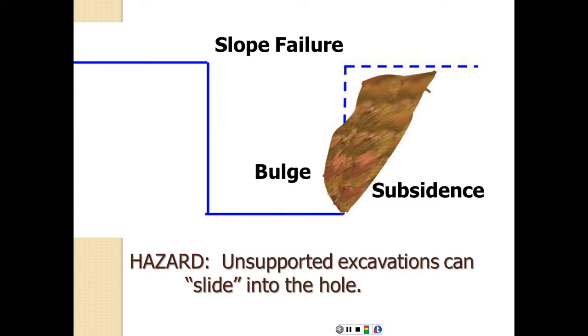So how do these cave-ins happen? Basically, the hazard is unsupported excavations can slide into the hole. There's going to be a lack of friction, so these are going to slide. The layers of the soil are going to slide on top of another layer, and it's going to fill that void. So this is basically the big hazard there.